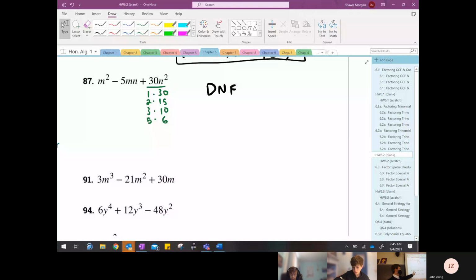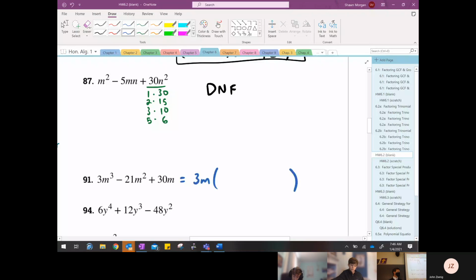Okay? Lewis, what is 3m cubed, 21m squared, and 30m? What do all 3 of those terms have in common? M. What else? 3. So our GCF, he just very quickly, using inspection, found it to be what? 3m. So that's what I'm going to take out first. I'm going to take out a 3m, and then what I get on the inside is leftover.